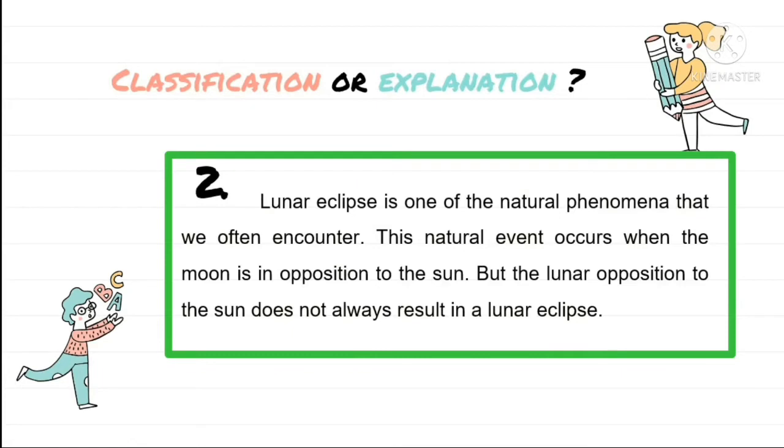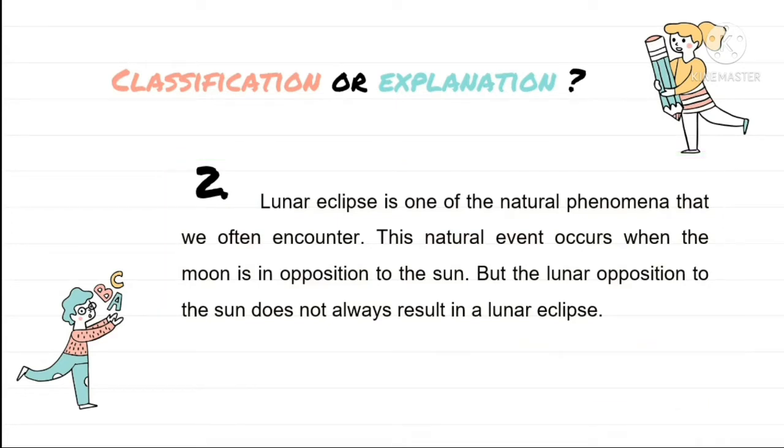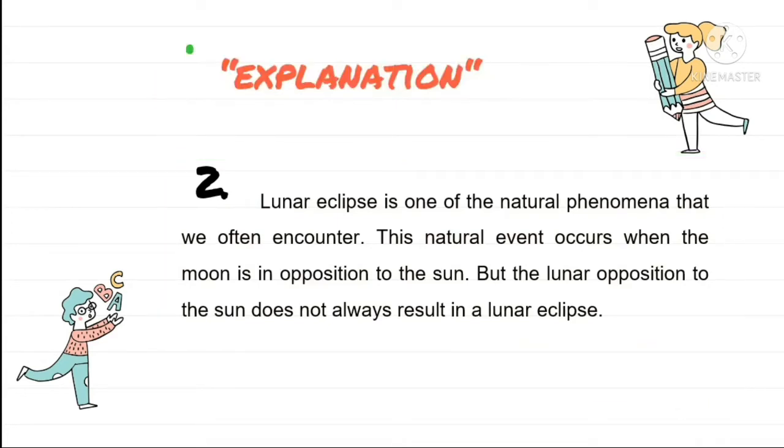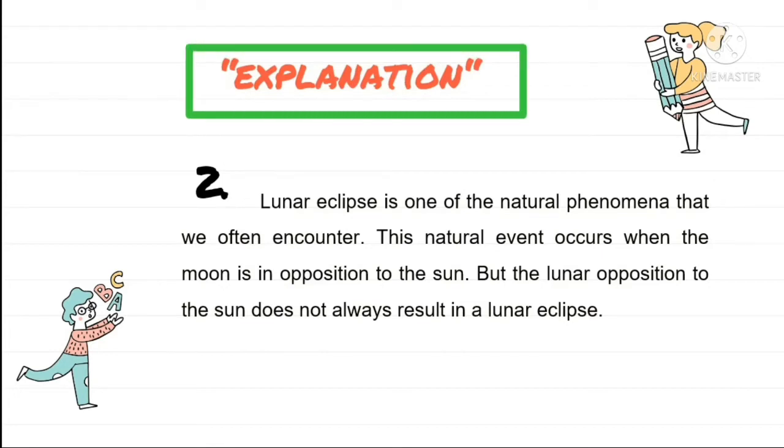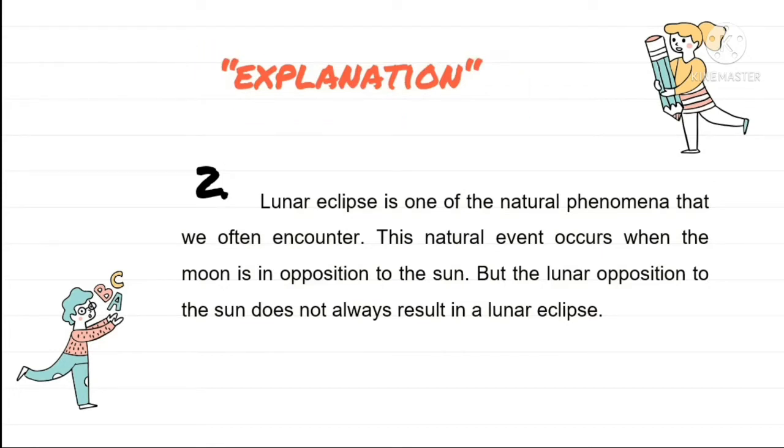Number 2, let's read the paragraph. Lunar eclipse is one of the natural phenomena that we often encounter. This natural event occurs when the moon is in opposition to the sun, but the lunar opposition to the sun does not always result in a lunar eclipse. The correct answer is explanation type, because this paragraph explains and describes the natural phenomenon lunar eclipse.